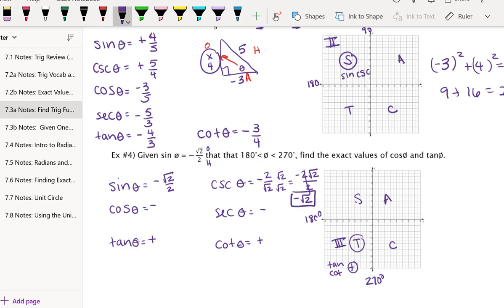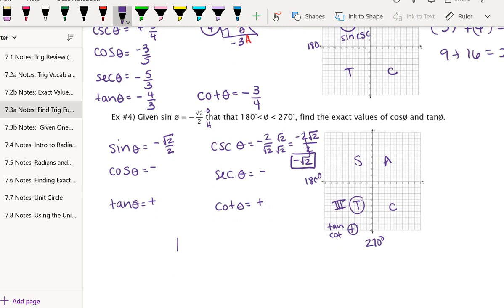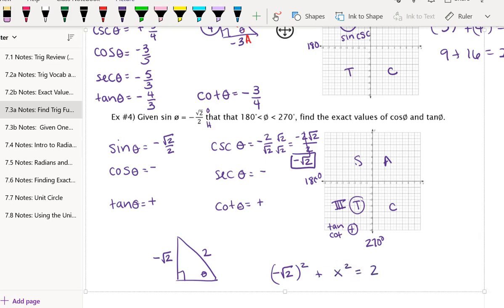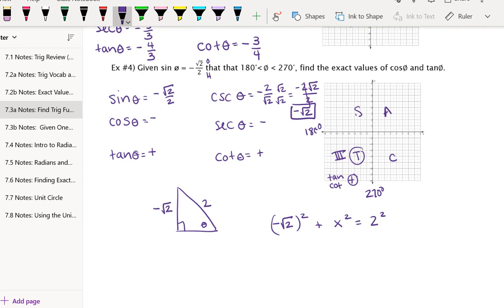Cosine. We don't have cosine, so we need to draw our triangle. So I draw in my triangle. Doesn't matter how it looks. Right angle. Need a theta. Sine is opposite over hypotenuse. So label your opposite as negative root 2 and your hypotenuse as 2. Use your Pythagorean theorem. Negative root 2 squared plus x squared equals 2 squared. If you square this, we get 2 plus x squared equals 4. So if I subtract 2, I get x squared equals 2, so I take the square root, so I get the square root of 2 for the missing side.